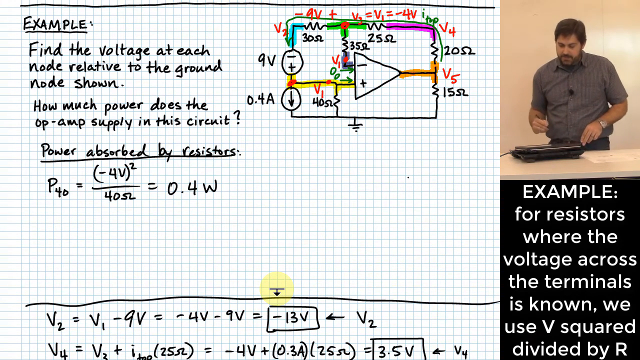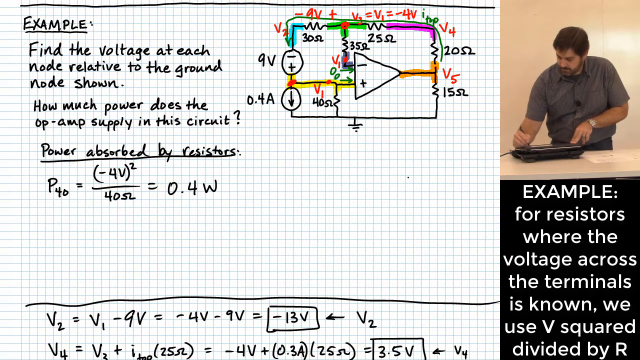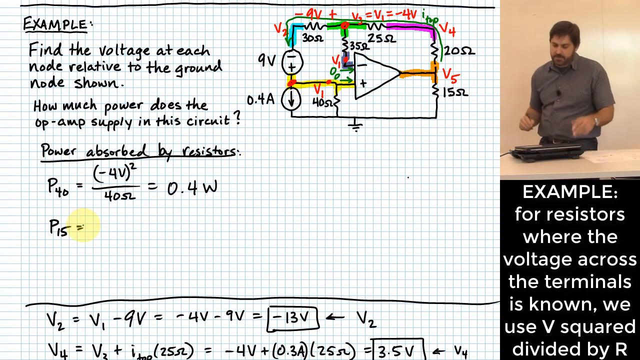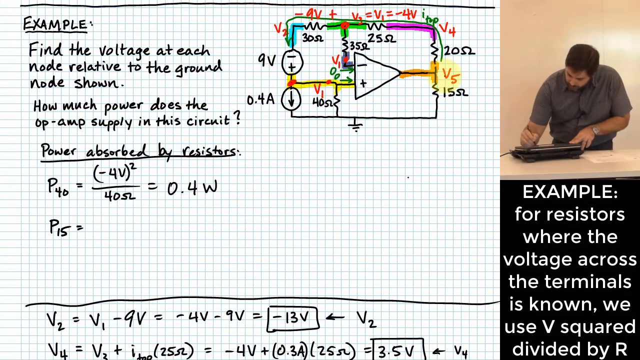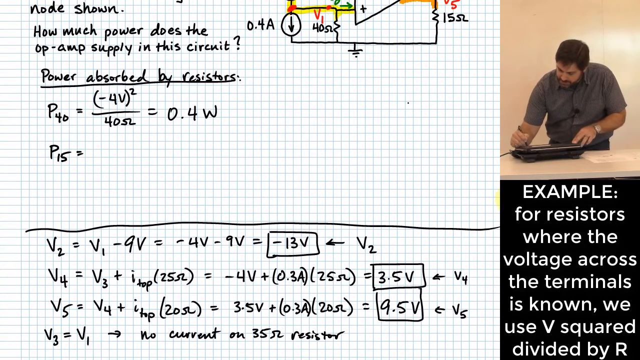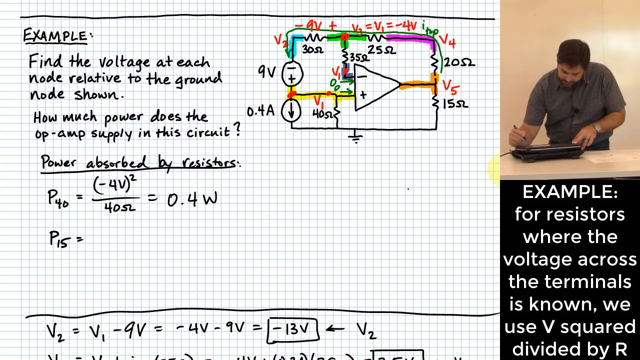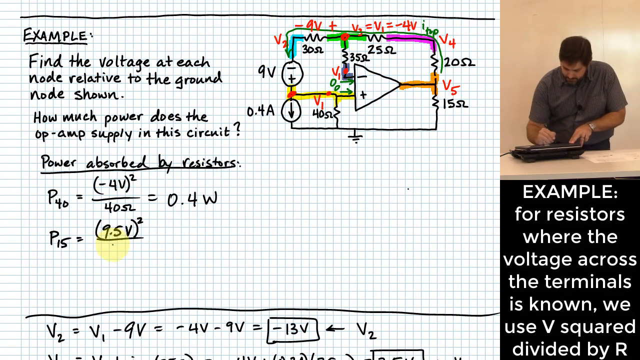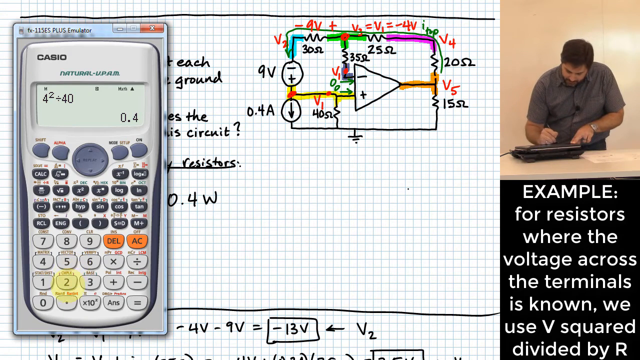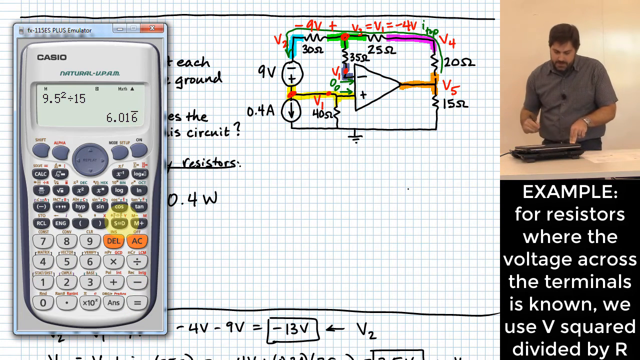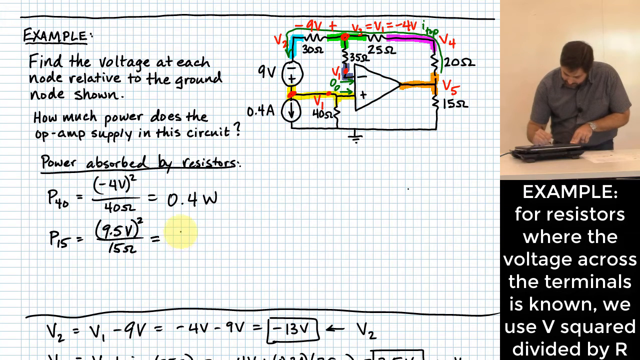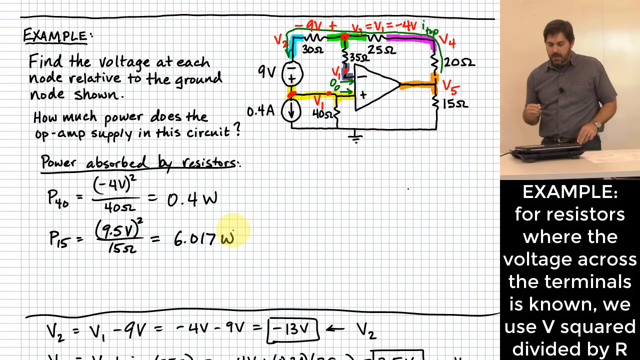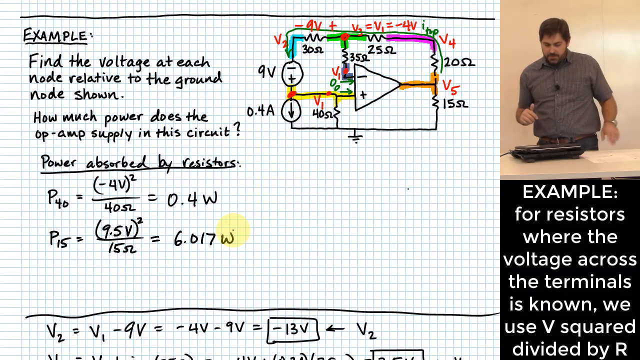Okay, what about the 15 ohm? Probably do something very similar there, right? We can take our voltage V5 as that voltage at the output node. We had that at 9.5 volts, divided by what? 15 ohm resistance. So again, that's very similar, right? 9.5 squared divided by 15. So that would give me 6.017, we'll say, watts. Okay, that takes care of those two resistors.